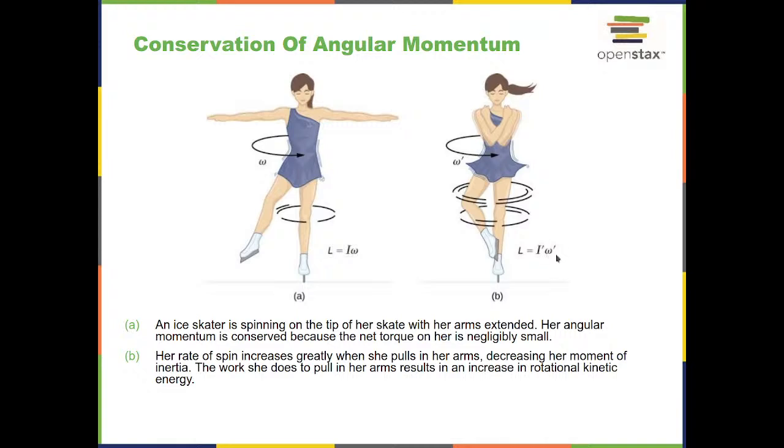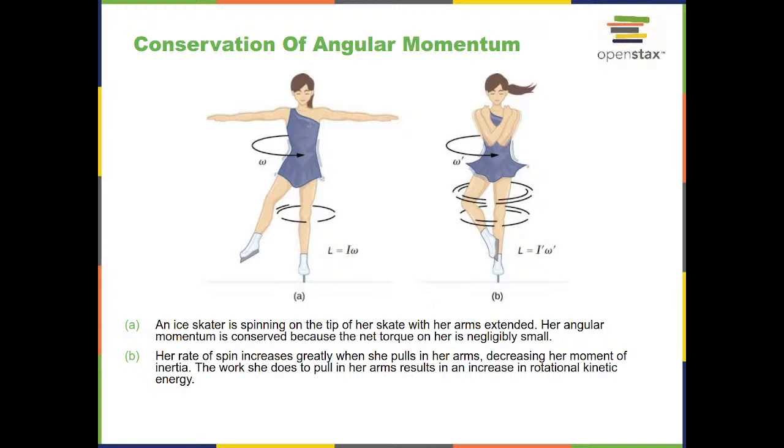There will be a different angular velocity omega prime, and there will be a different moment of inertia because the mass distribution has changed for this ice skater. So we have a before situation and an after situation. In both cases, we can write down the angular momentum. I guess there should have been a prime here for this to be L prime.